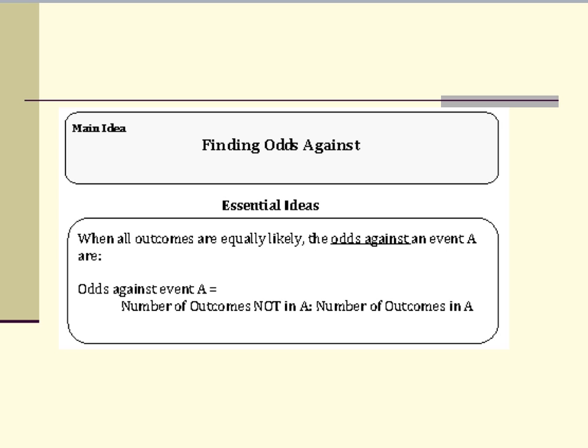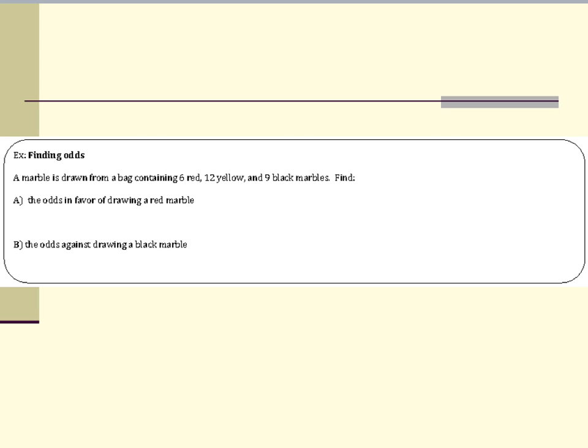Okay, so finding the odds against. When all outcomes are equally likely, the odds against are, we just switched these 2 pieces. The number of outcomes not in A, to, the two dots, to the number of outcomes in A. So if it's odds for something, we want the number of outcomes in that first. If it's odds against it, we want the number of outcomes not in that. So here's our example.